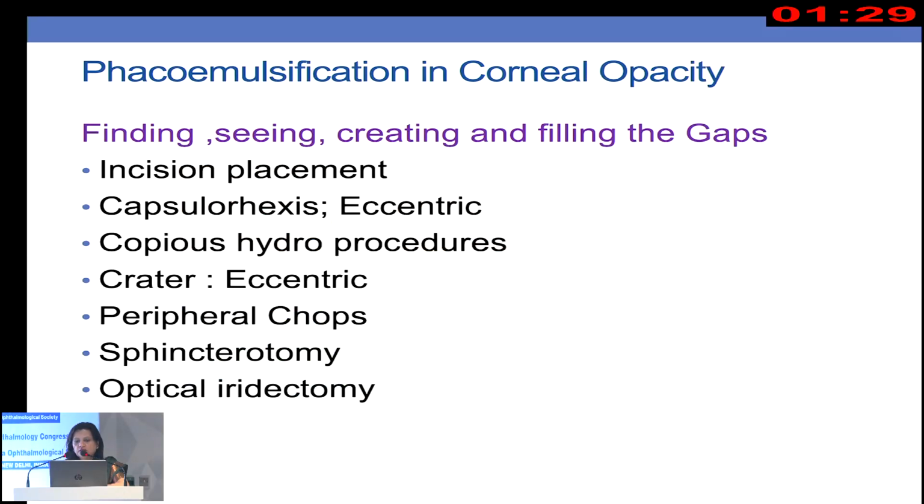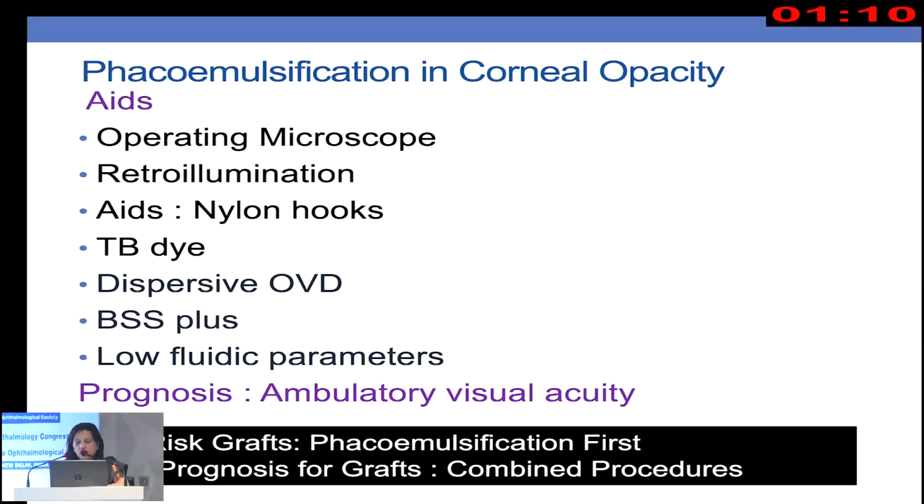So to conclude, when you are doing phacoemulsification in corneal opacities, these are the dictums: finding, seeing, creating, and filling the gaps. So incision placement is important, capsulorhexis should be eccentric, copious hydro procedures, the crater can be eccentric, chops can be done, you may have to do sphincterotomy or optical iridectomy. When you are working on the operating microscope, the retro illumination has to be on, don't forget to do it because that helps you to get the contrast better. You may need nylon hooks, trypan blue dye is important, dispersive OVD should be used, BSS Plus should be used.